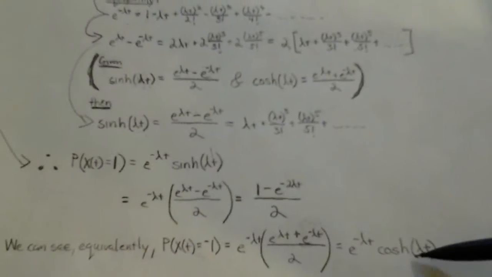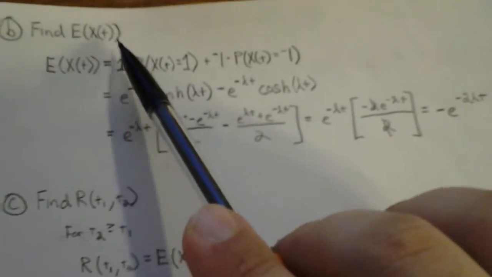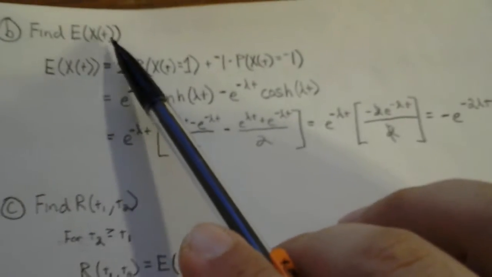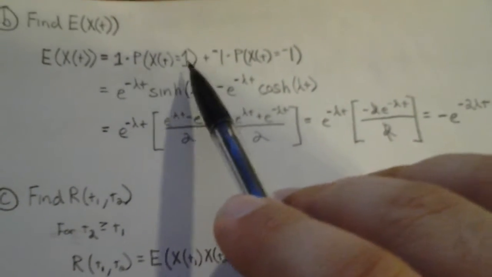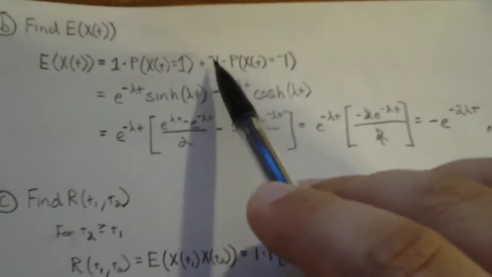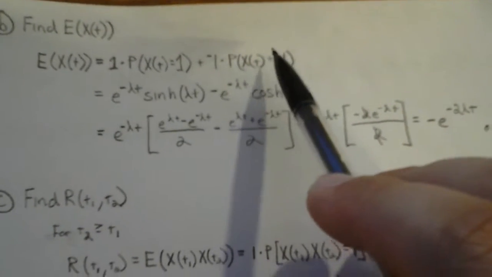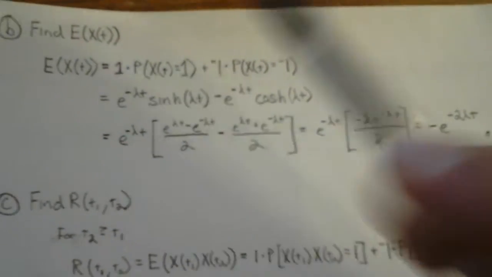So I mentioned that here because the next part of our problem, part B, asks us to find the expected value of x in terms of our variable x. And the way we actually do that is basically we take the probability when x is equal to 1, multiply times 1, plus the probability when x is equal to -1 and multiply times negative 1.